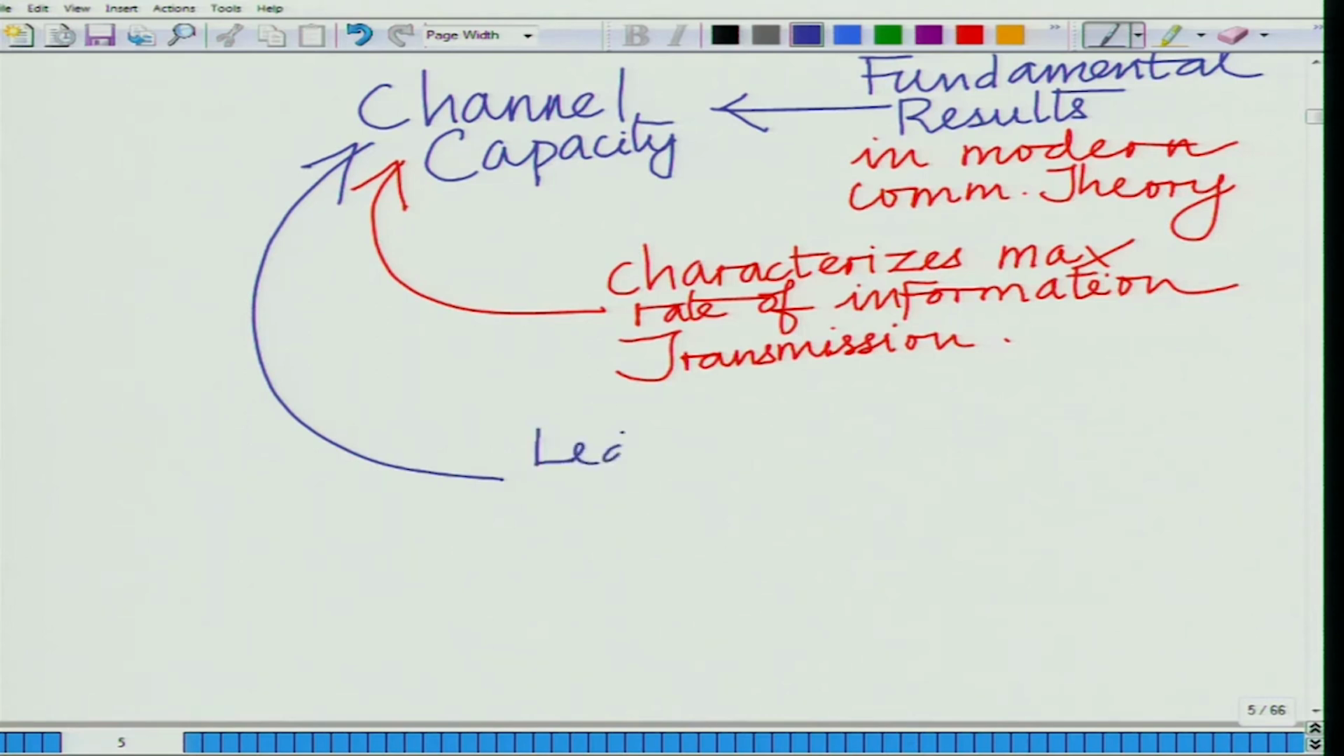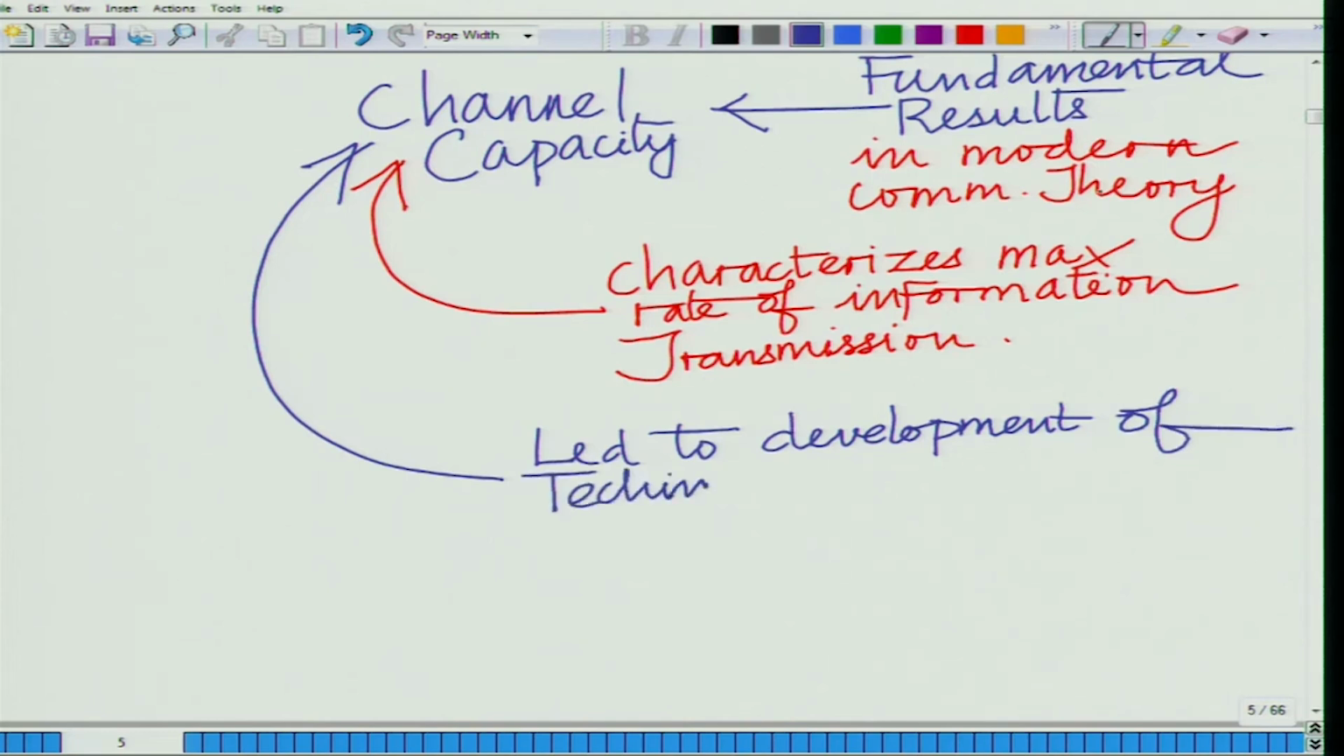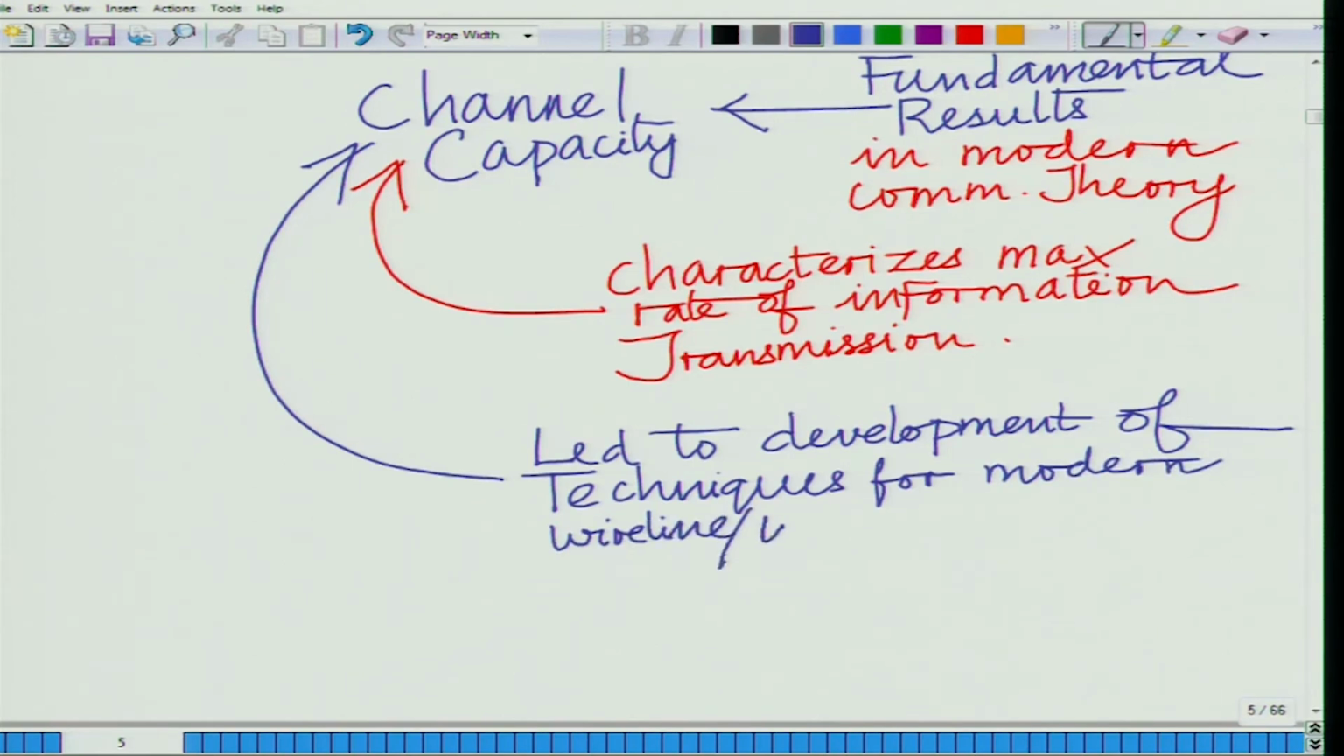It has led to development of techniques for modern wireline slash wireless communication.